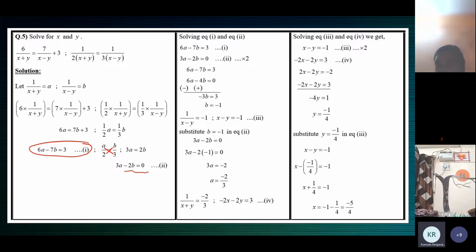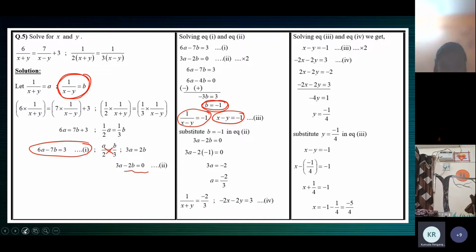Now you have to solve the two equations for a and b. Any method you can use. So I got b is minus 1. If b is minus 1, that means 1 by x minus y is equal to minus 1. So from that, the equation will be x minus y is equal to minus 1.